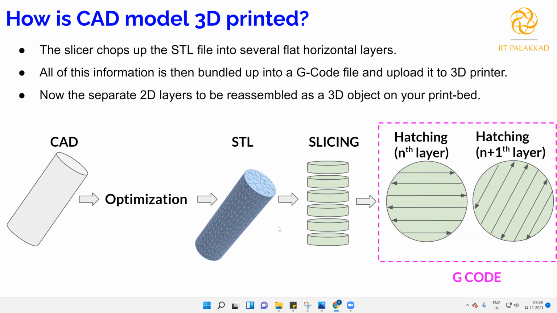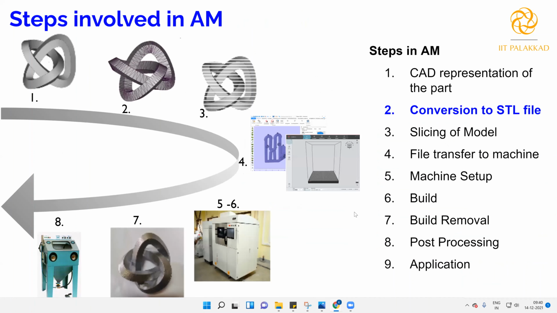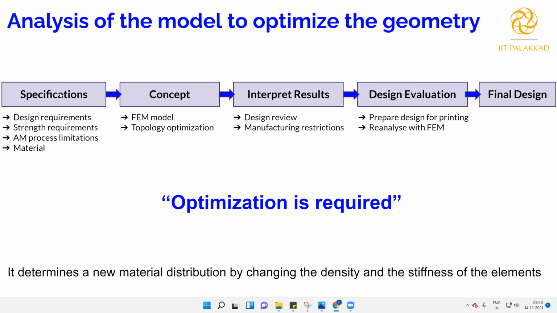Now design for additive manufacturing is put in between CAD and STL, right? So here the optimization is required. That's for design for additive manufacturing. These are all the steps involved, so I'm not going to discuss that in detail. And you see here how the optimization is done. You have specifications, you fix the specifications.